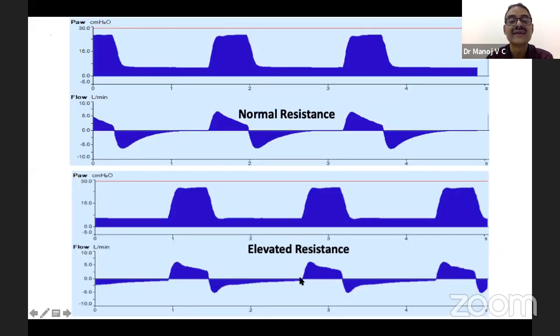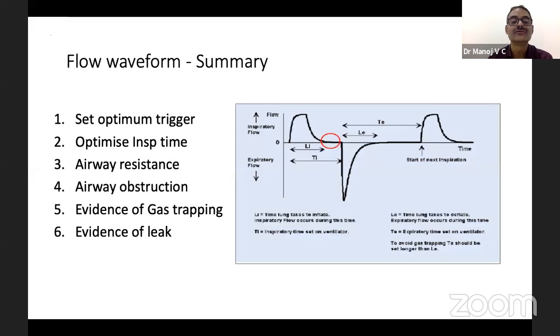So that is diagnostic of some problem. The resistance is increased here actually. So to summarize the flow waveform, you can use it to optimize your trigger, you can optimize the inspiratory time, you can know when the baby is desaturating and then optimize your inspiratory time, you can look at the airway resistance, you can look at the airway obstruction, you can detect gas trapping, auto PEEP, and you can also detect leak. So everything is possible with the flow waveform.